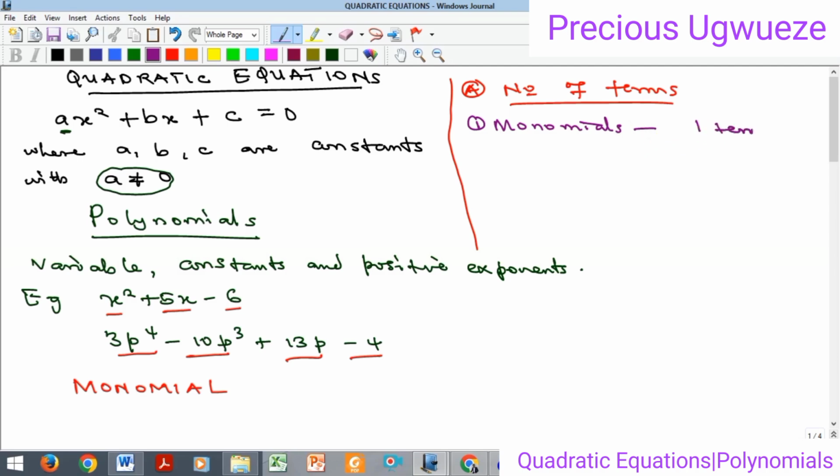Okay, examples of this are what I just said here. Now, x squared is a monomial, 5x is a monomial, 6 is a monomial, minus 6. All constants actually are monomials. And then there are other ones.